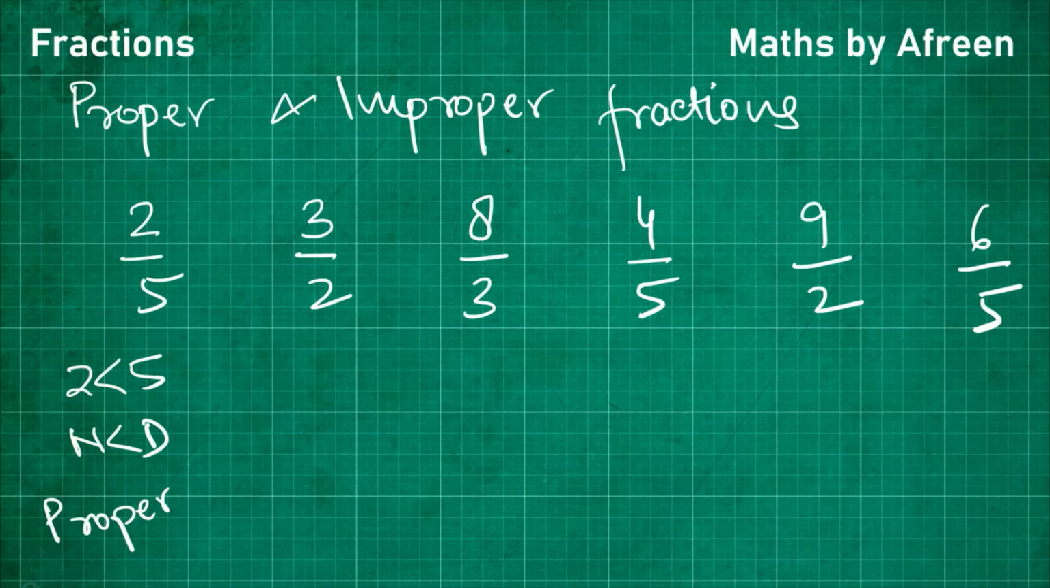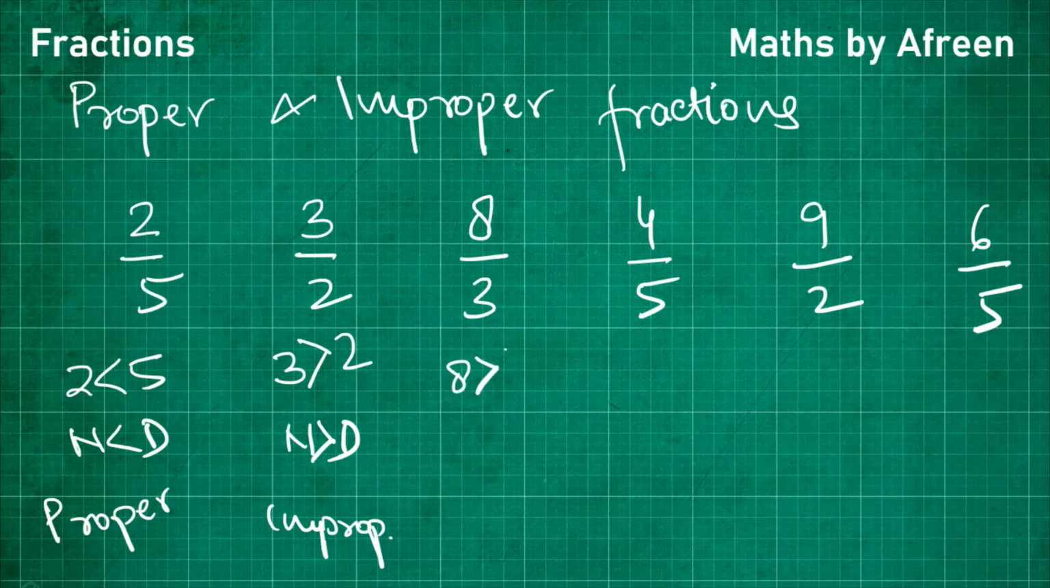Now we will talk about 3 by 2. Here we can say 3 is greater than 2. That means numerator is greater than denominator. That means this is the improper one. Okay, now what about 8 by 3? Here again we can say that 8 is greater than 3. That means numerator again is greater than denominator. That means again this is the improper one.